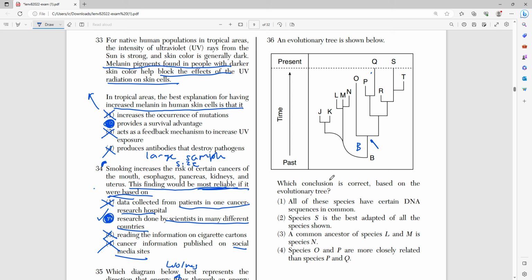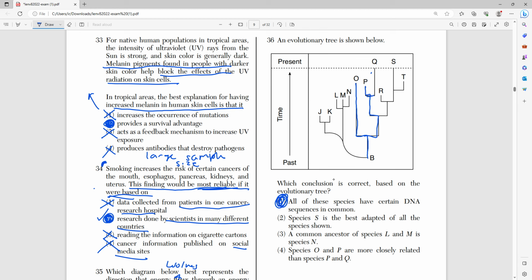And it's asking which conclusion is correct based on the evolutionary tree. Number 1 says all the species have certain DNA sequences in common. This is correct, right? Literally, if we look at this, everything is related to B, right? Everything originally originates from B, right? Species B came here, then it split off, right? And because it split off, everything here in this section is related to it, right? Because it all came from the same node, right? If we trace this line, as long as we can trace a line to a species, that means it's related to it, right?